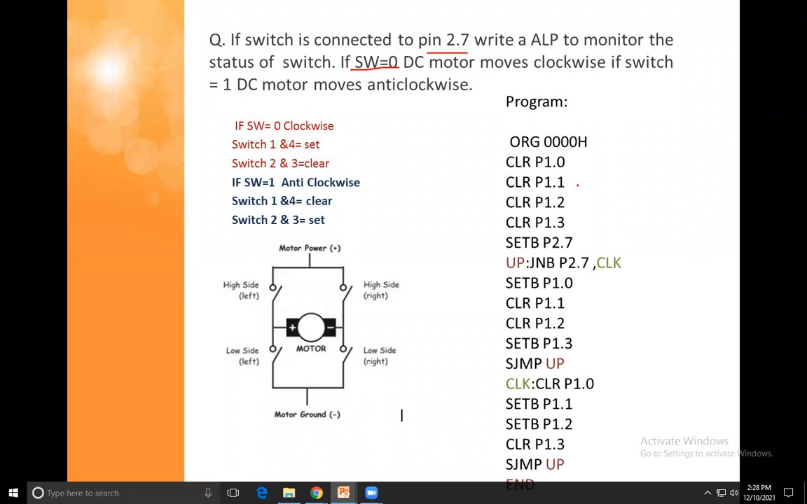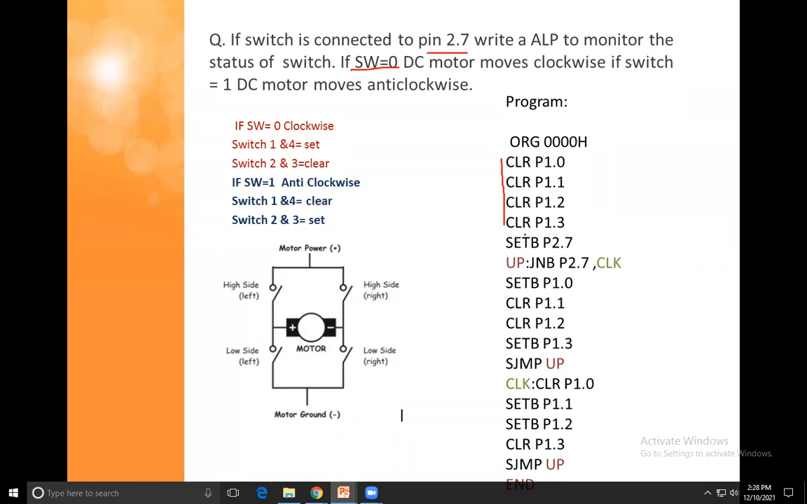Suppose we clear P1.0, 1.1, 1.2, and 1.3. The motor is connected to port 1 with 4 pins. We have to connect the motor to port number 1. So these are P1.0, 1.1, 1.2, 1.3, the 4 pins which are connected to the motor.